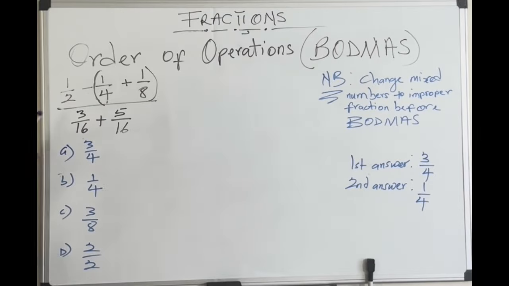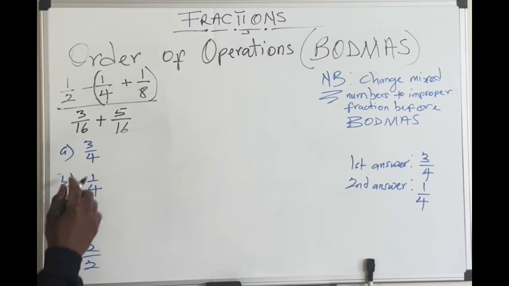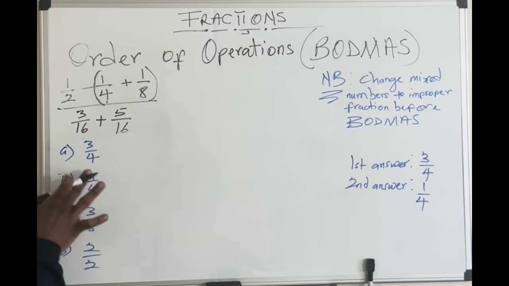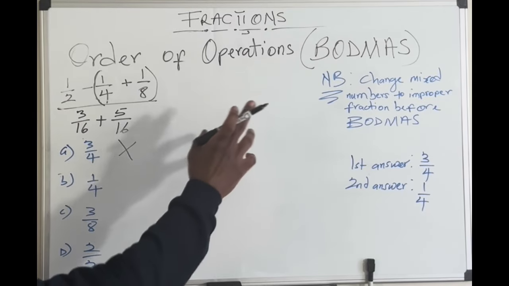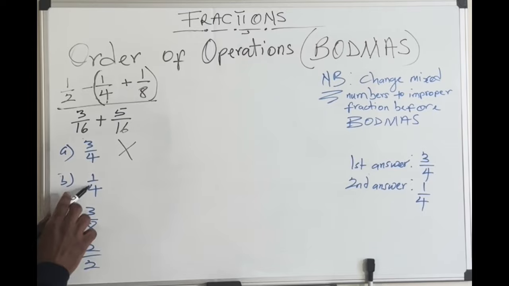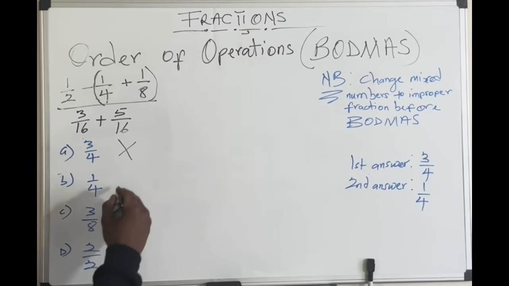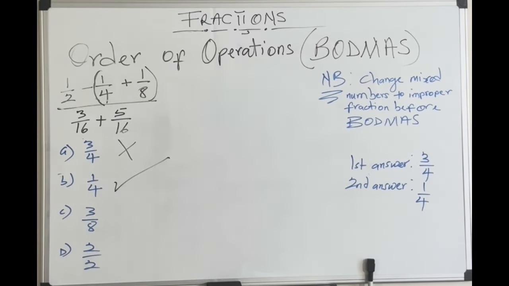Okay, so you have a question like this, and then after working, let's say you didn't follow the BODMAS, and then you had your answer to be 3/4. You pick A, and then it'll happen that you'll be wrong, and then you'll be losing marks. So you need to follow the BODMAS, and then you arrive at 1/4, which is the correct answer.